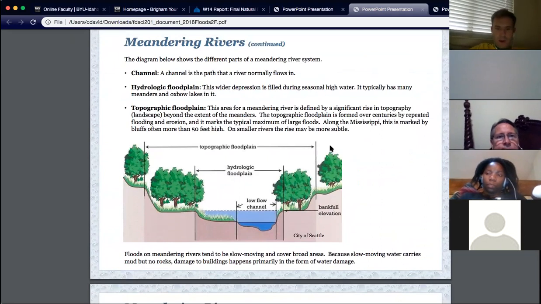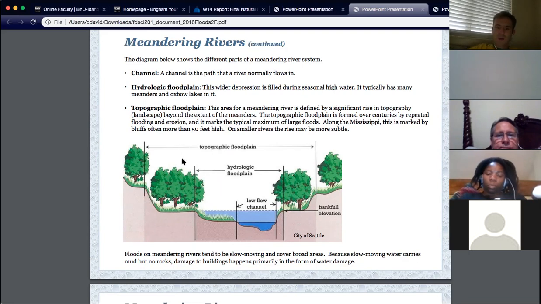Then right here, this one's breaking down a cross section of a river. What I mean by that is, you've cut the river in half, and are now looking at it straight on. And you can see you've got a couple of different things right here. You've got the channel, or in this case, low flow channel.